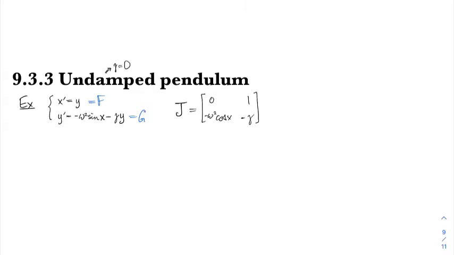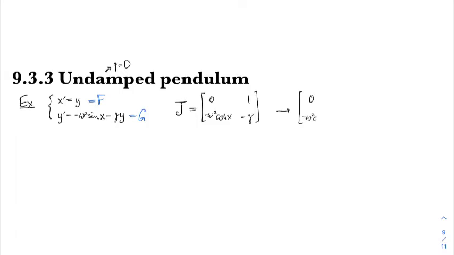And so if we look at the undamped case, the undamped case here means that gamma is equal to 0. So in that case, we're going to be looking at the matrix 0, 1, minus omega squared cosine x, 0. Okay, so let's see. If we look at the critical point that looks like 0, 0, this will actually be the same for any even multiple of pi.